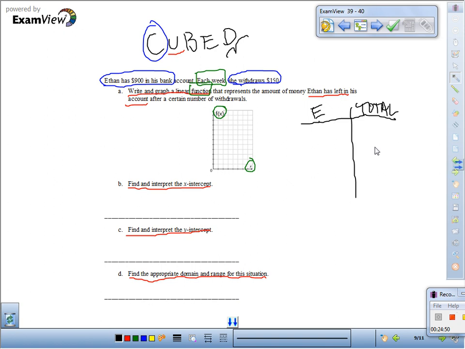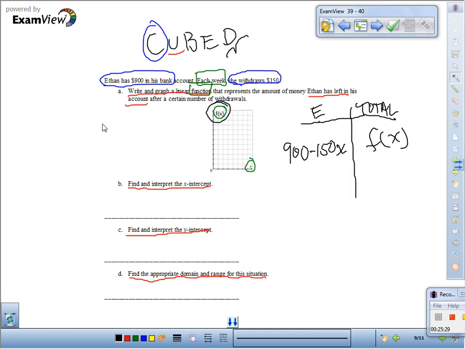Do we know how much is left? No, but here they give us f of x, so I'm going to write f of x. Let's start with Ethan's information. How much does Ethan have? So we write 900. And it says he withdraws 150 a week. Minus is withdraw, 150. Do we know how many weeks? No, so we're going to label that x. And do you see now your function here?